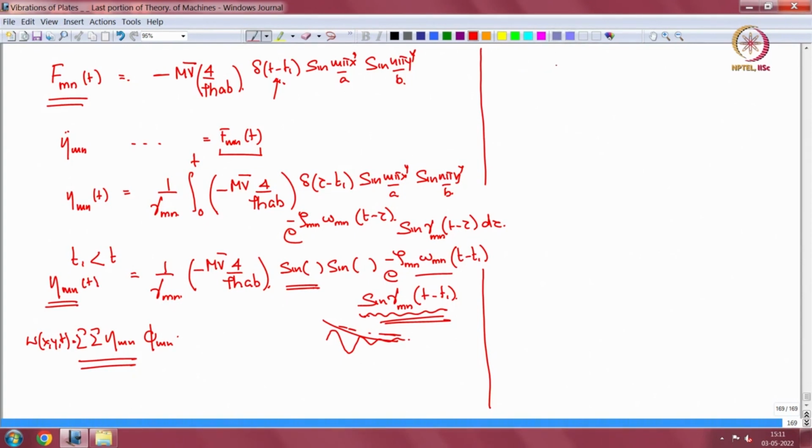Now we have to look at response of curved systems also. Okay. Response of a curved shell. So response of a cylindrical shell to a point force. Okay. Now, so let us say this is my cylinder. Okay, this is my cylindrical shell.